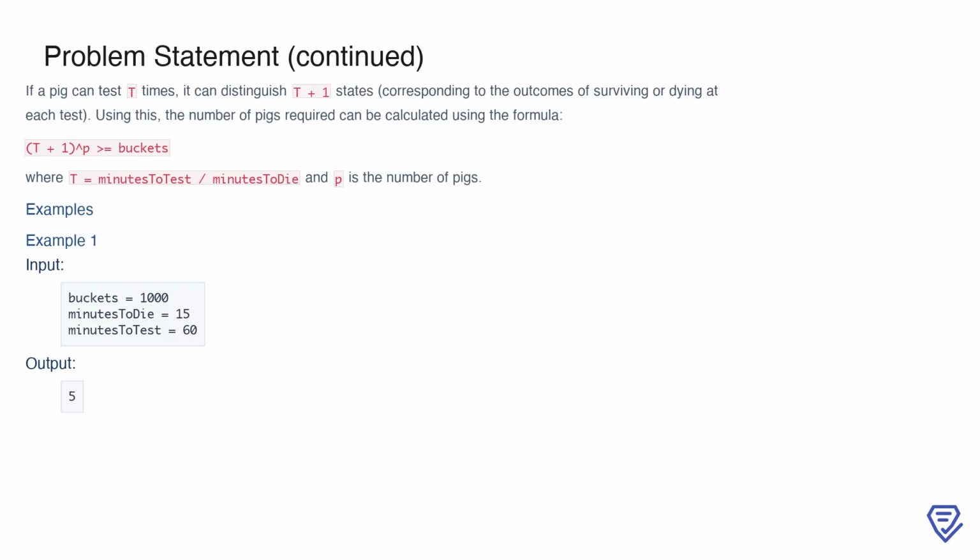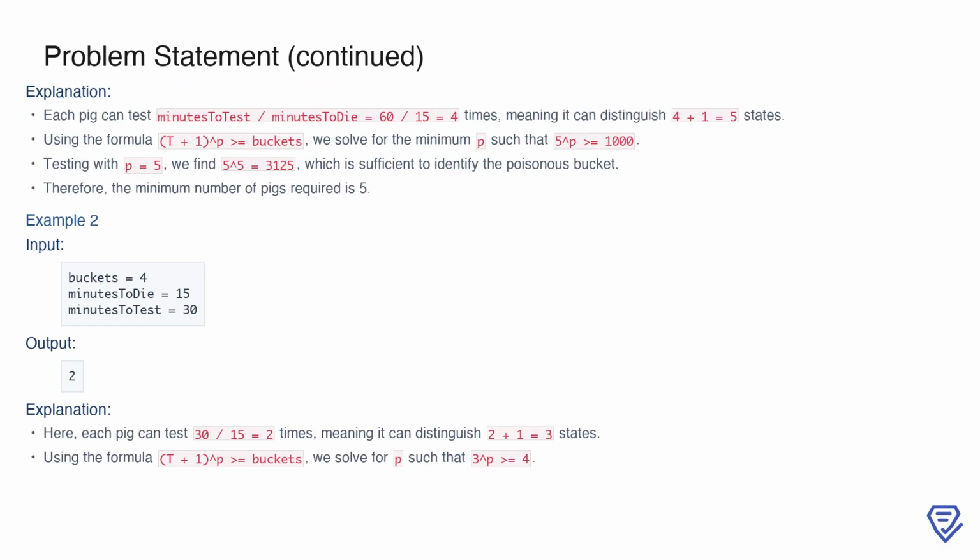For example, consider the case where there are 1,000 buckets, minutes to die is 15, and minutes to test is 60. Here, a pig can test 60/15 equals 4 times, which means it can distinguish between 4 plus 1 equals 5 states. To find the minimum number of pigs required, we solve for p such that 5^p is at least 1,000. In this case, the minimum value of p is 5, as 5^5 equals 3125, which is sufficient to cover all 1,000 buckets. Let's break down the explanation further with another example.